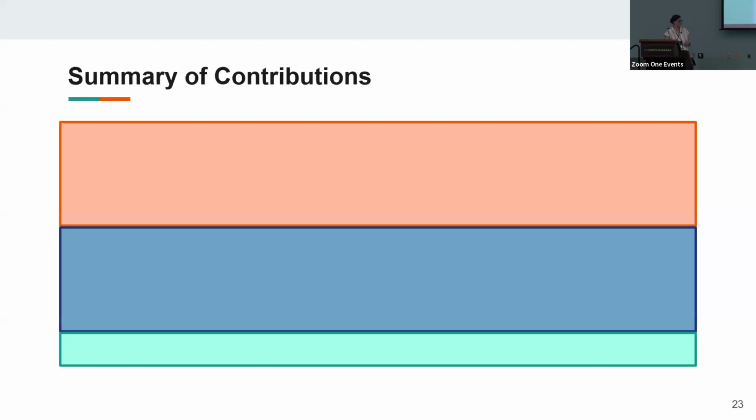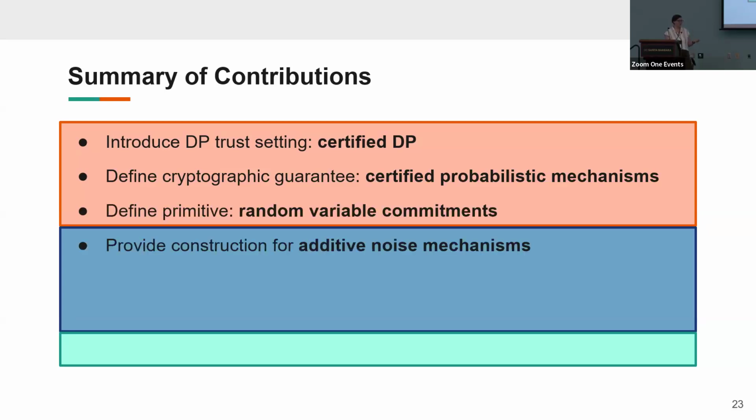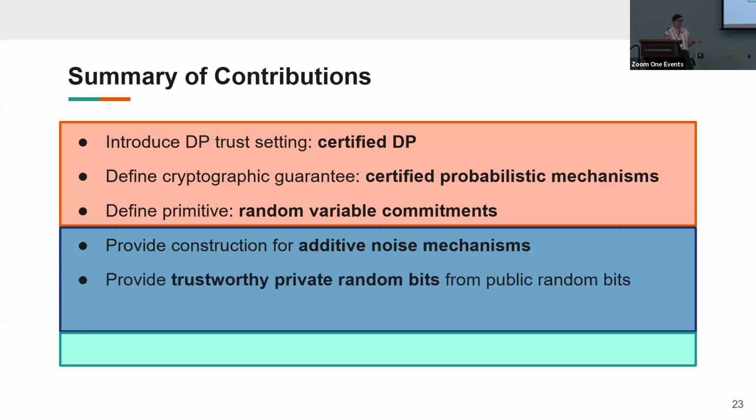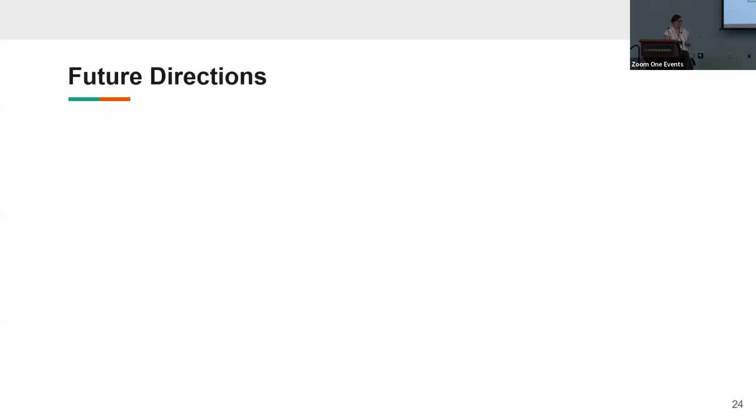Finally, I'll quickly summarize these contributions: introducing the DP trust setting of certified DP, this certified probabilistic mechanisms guarantee, this primitive of random variable commitments, as well as our constructions for additive noise mechanisms, this proposal for producing trustworthy private random bits from public random bits, and a particular instantiation for counting queries with binomial noise. Finally, we also implemented and evaluated the protocol.